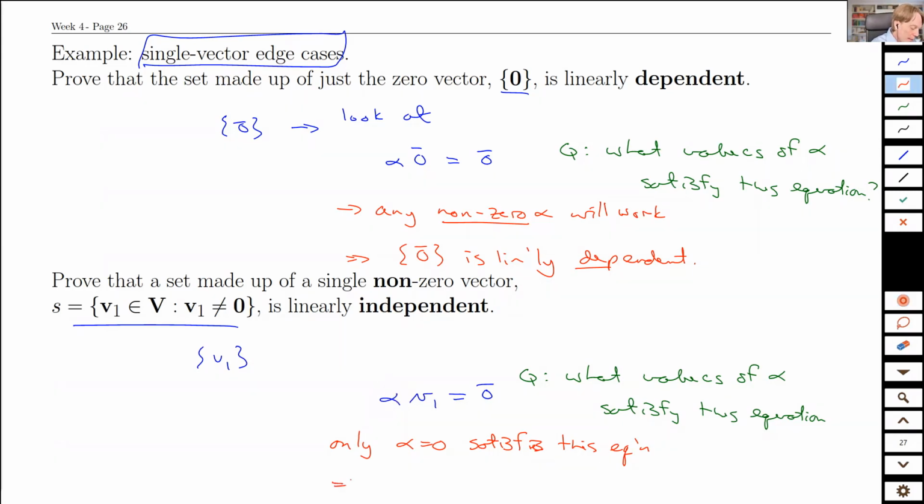And so any other single element set is linearly independent. So again, I wish it was a little more clear that if you have a single vector, it's always linearly independent. Well, that's true as long as it's not the 0 vector itself in your set.